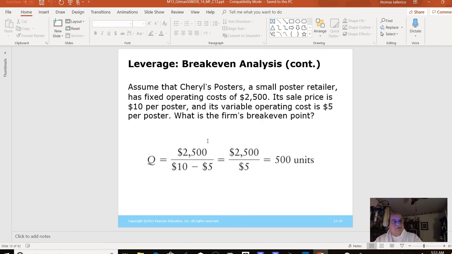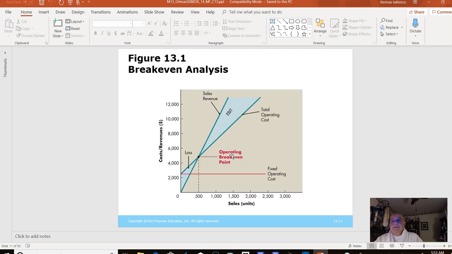And here's an example of that. Cheryl's got posters she's selling. She has fixed operating costs of $2,500, the sale price is $10 per poster, and the variable operating cost is $5 per poster. What is the firm's break-even point? And you plug them in and you get basically 500 posters she's got to sell. That should be pretty easy for everyone. If you have any questions, email me.